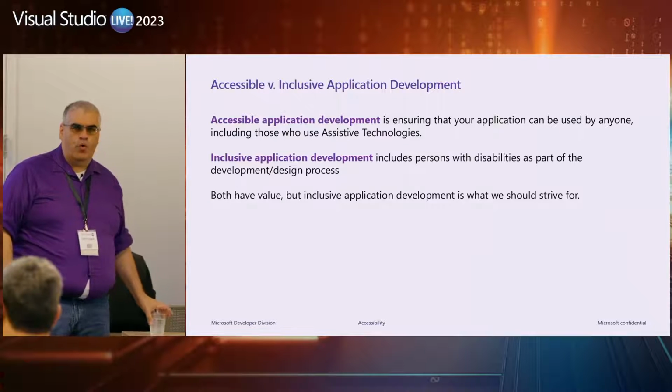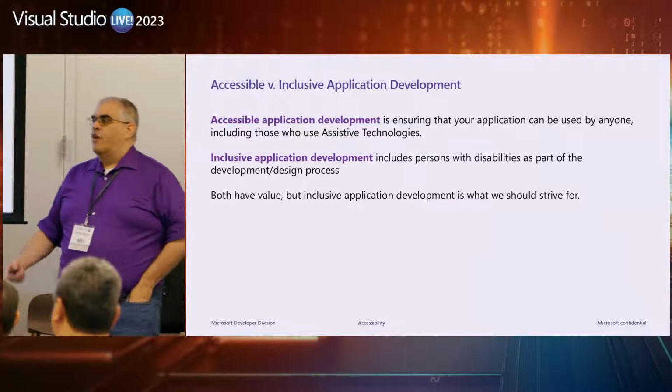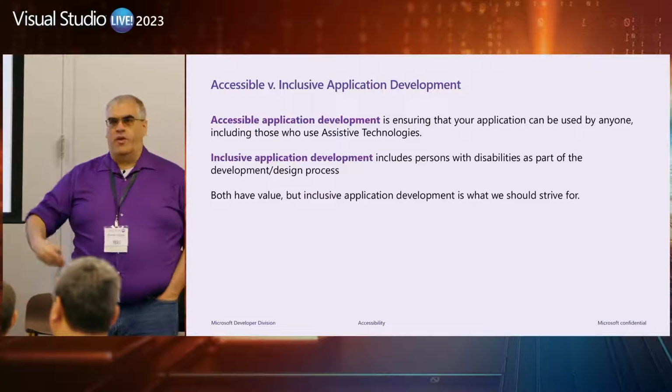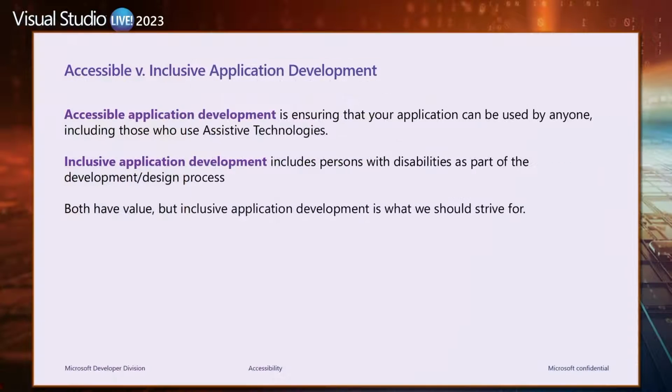This is having programs in place with your company to make sure that you're checking for accessibility, that you have tests in place, that you have cadence in what it is to make sure that you're meeting those guidelines. Where inclusive application development is making sure that you are including persons with disabilities in your design and development process.